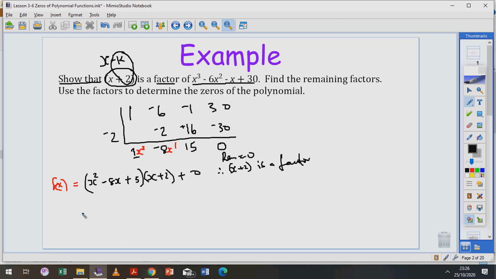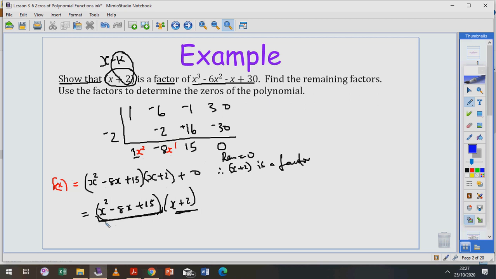So basically my expression is x squared minus 8x plus 15, times x plus 2. I have used one factor to find another factor, technically a quotient, but this other factor is still a quadratic expression which can be factorized. I hope you remember your factorization.